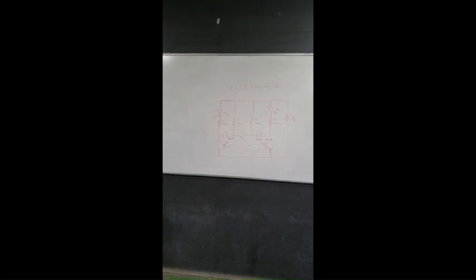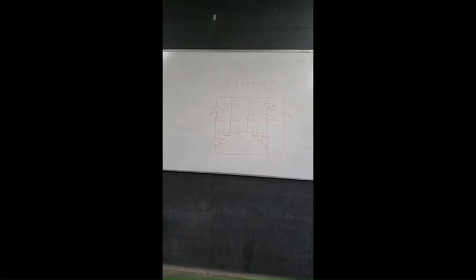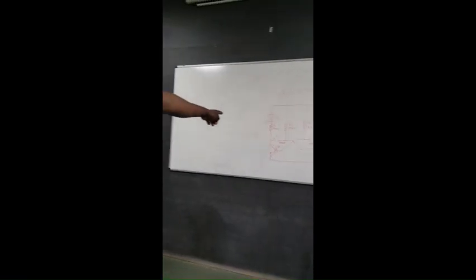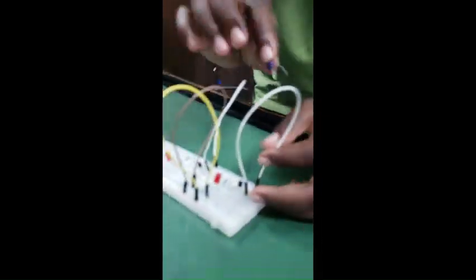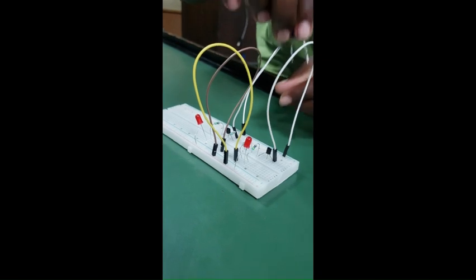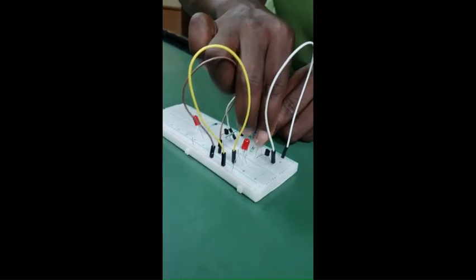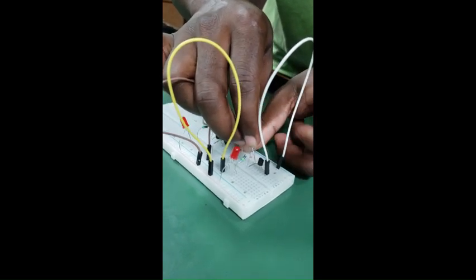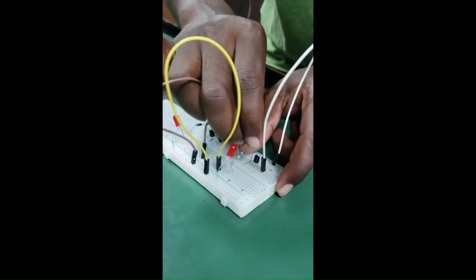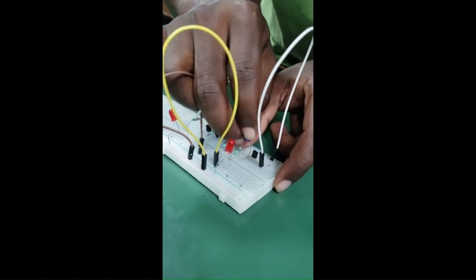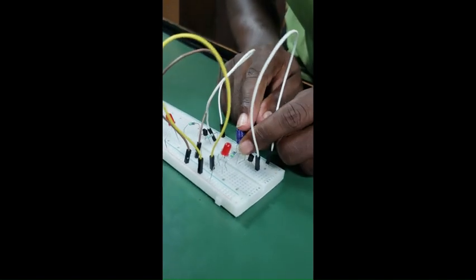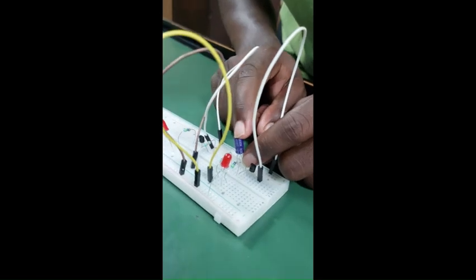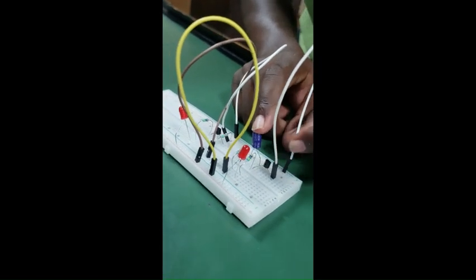So the positive side of the capacitor, I'm connecting it to my transistor. So the positive side, I'm connecting it to my transistor, and my negative side, I'm connecting it to the 22 kilo ohm resistor.